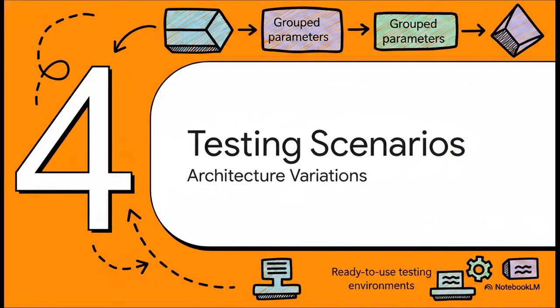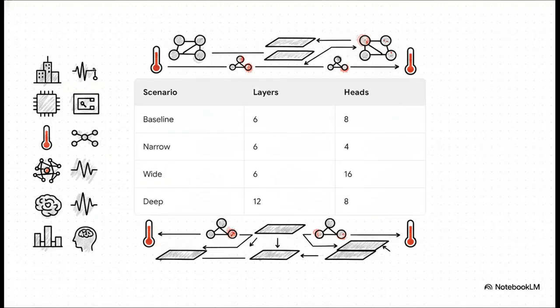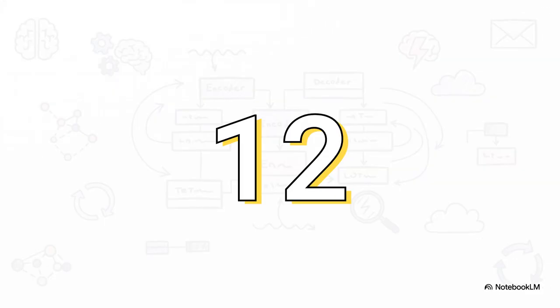All right, Section 4, Testing Architectural Scenarios. This is where we see how grouping these parameters creates ready-to-use testing environments. The simulator actually gives you 7 unique scenarios right out of the box, so there's no need to manually configure every single variable to get started. You can run sweeps comparing a standard 6-layer baseline to a narrow model with only 4 heads, just to see how that reduced width impacts attention. Or you could compare high and low temperature states to see how softer versus sharper attention changes the flow of information.